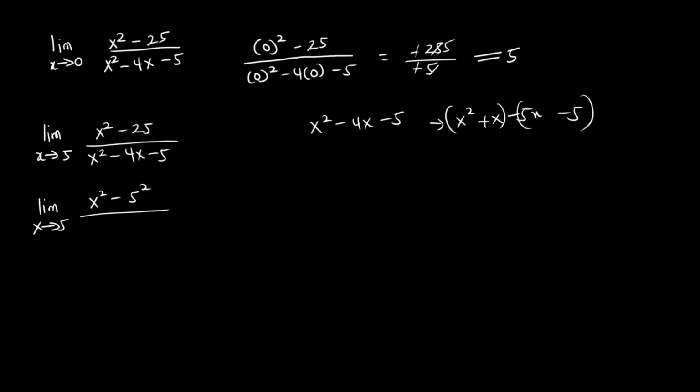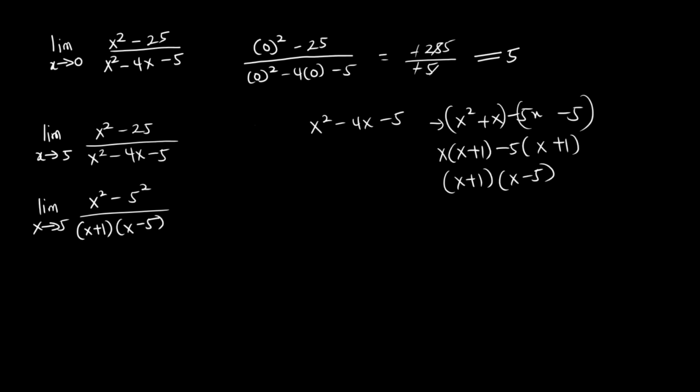So over here I'll factor out the x. I'm going to have x into bracket x plus 1, and then over here I have minus 5 into bracket x plus 1. So you're going to have x plus 1 and then x minus 5. So this is what we have. Now let's write that as the denominator: x plus 1 and then x minus 5.